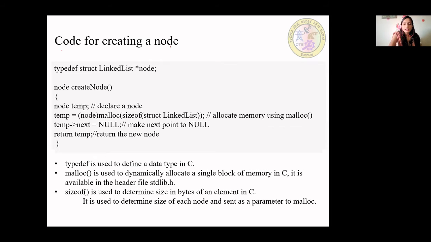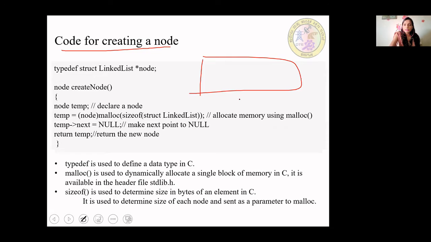So first we'll code for creating a new node. How to create a new empty node? Like this. So we are renaming typedef struct linked list star by a new name called node. Every time I want to write this big sentence, I will write only node. So here, node, the name of the function is create node.